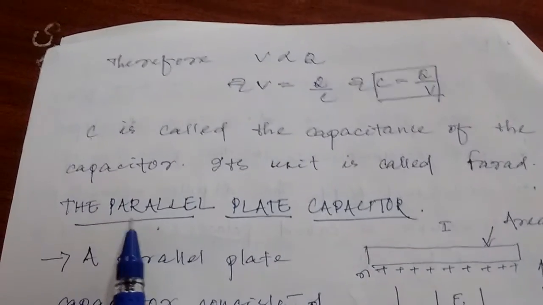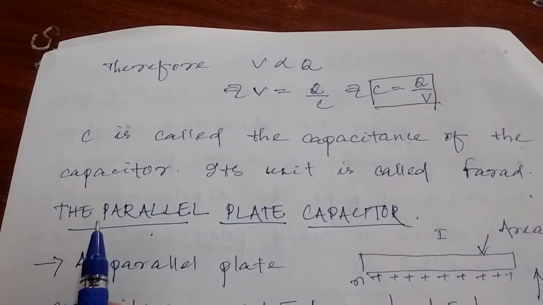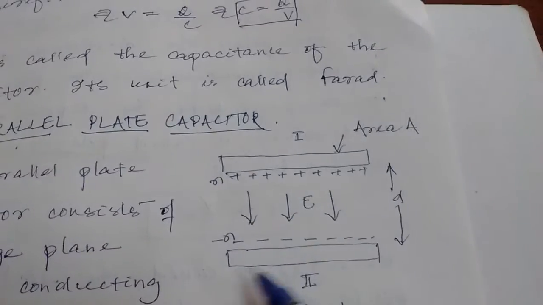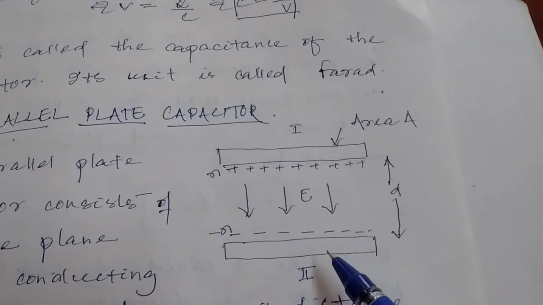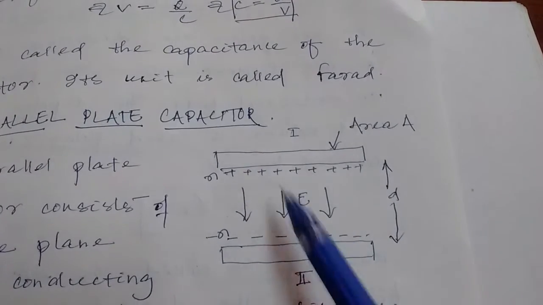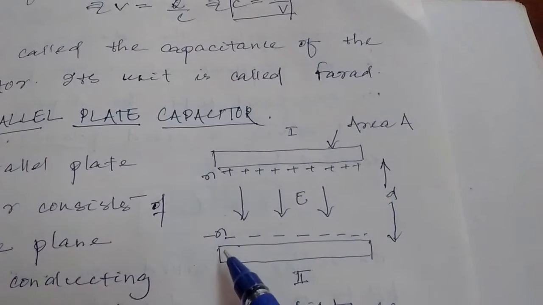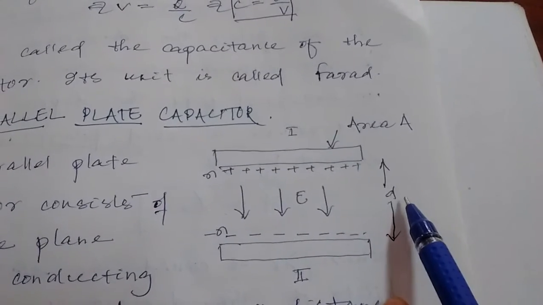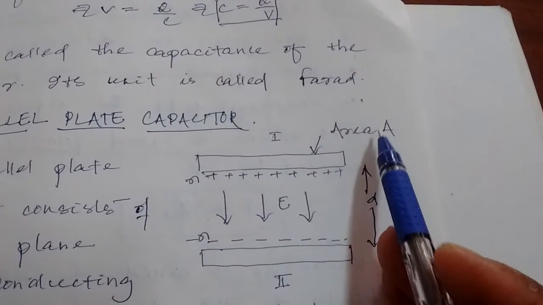Now, the basic form of capacitor, or the simplest form of capacitor, is your parallel plate capacitor. What is a parallel plate capacitor? Very simple. Two parallel plates are there, and of course they are oppositely charged. This is positively charged and this is equally negatively charged. The distance between them is d and the area of each plate is A.